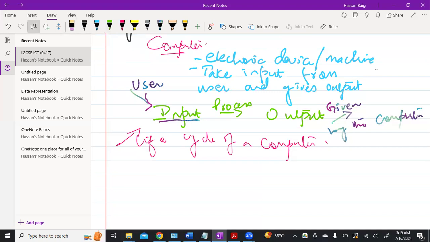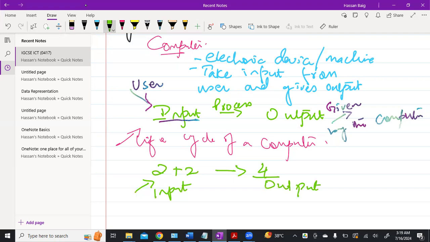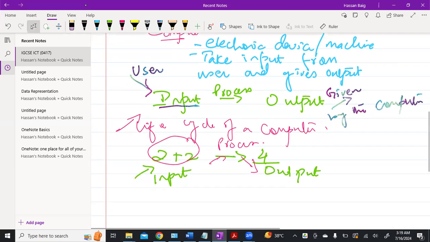Let's take an example now. Let's say you are using a calculator, some type of calculator, and you are providing 2 plus 2. 2 plus 2 is basically the input you are punching in the calculator. And whenever you put it out, what you will be getting is output, which is 4. So between them, this is the process. You give input, the process is done, and output. Wherever you find this thing, consider it as a computer.